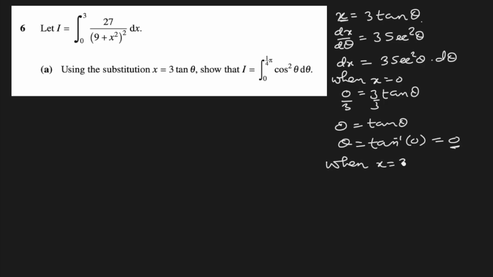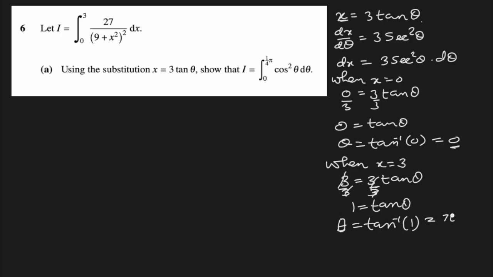When x is 3, 3 equal to 3 tan theta, cancel, 1 equal to tan theta, so theta equals tan inverse 1, which is pi by 4 in the first quadrant. So we got our limits: 0 and 1/4 of pi.